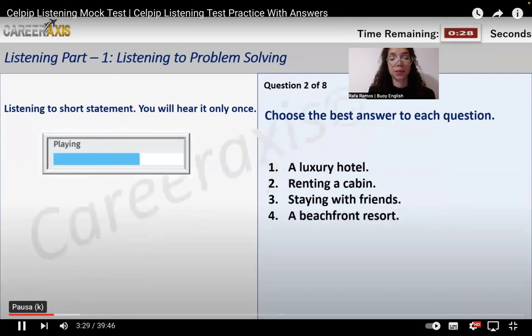What type of accommodation do Mark and Sarah suggest to save on their vacation?